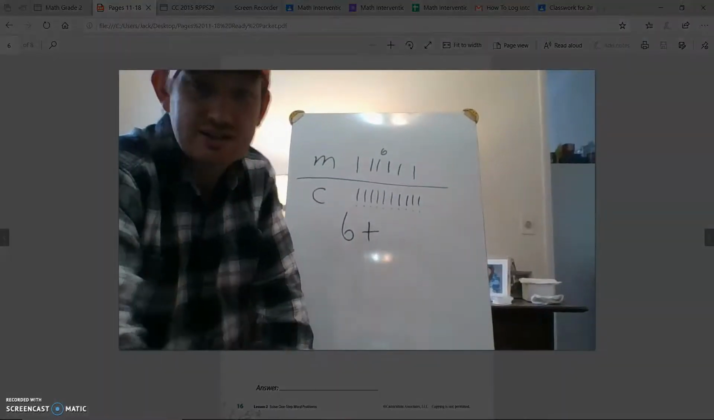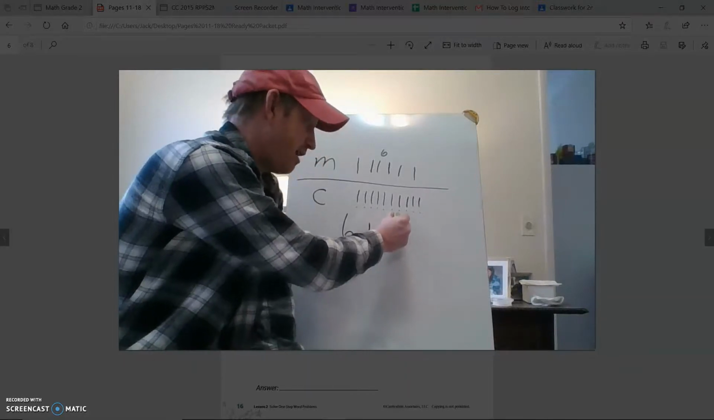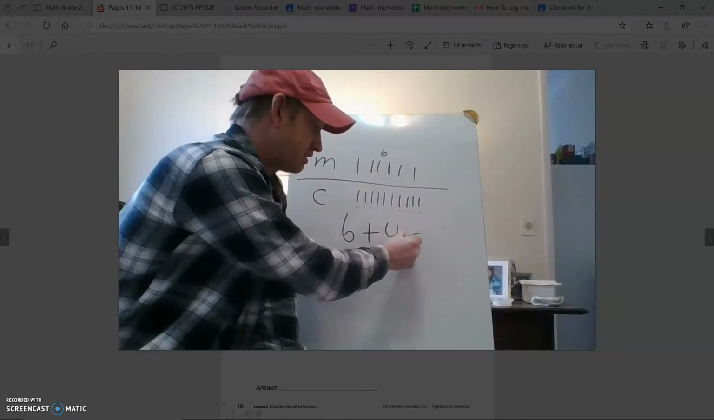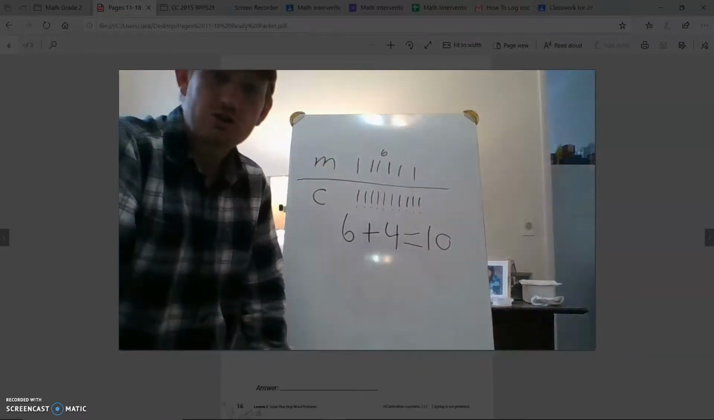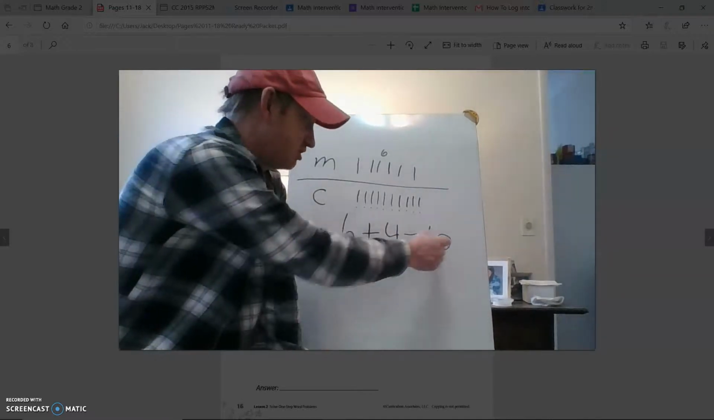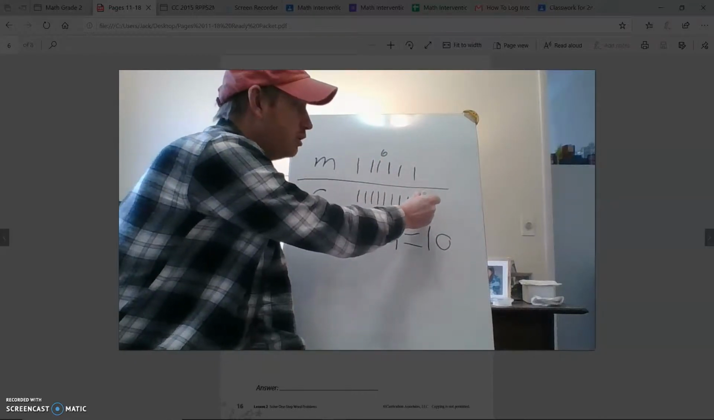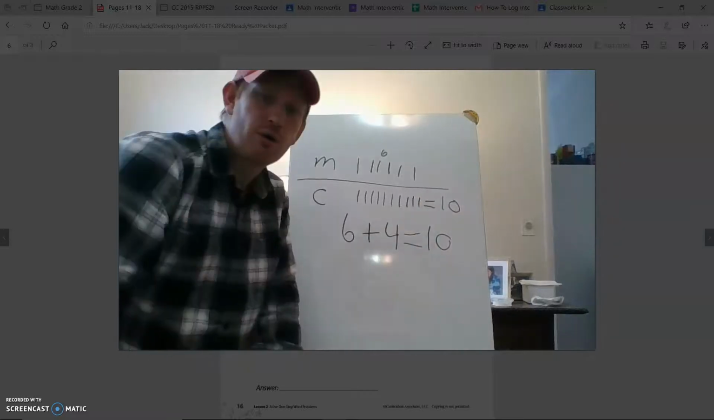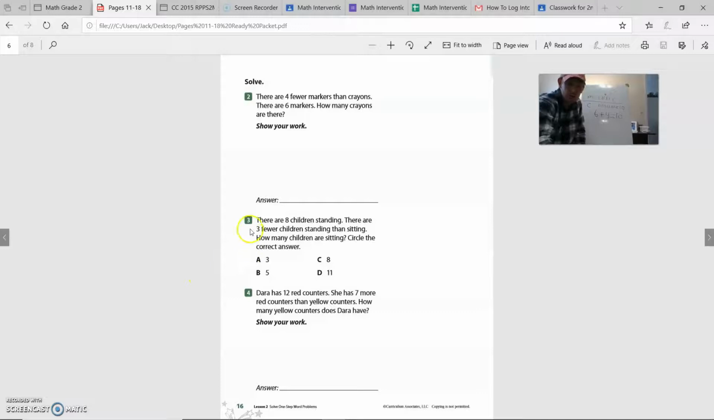So in my number sentence, I have my 6 plus my 4 more that I have, and then 6 plus 4 is 10. So either way that you showed your work would have been fine. A number sentence, which gives us the 10, or our picture, which would have equaled 10. Both would work. All right, let's move on to question number 3.